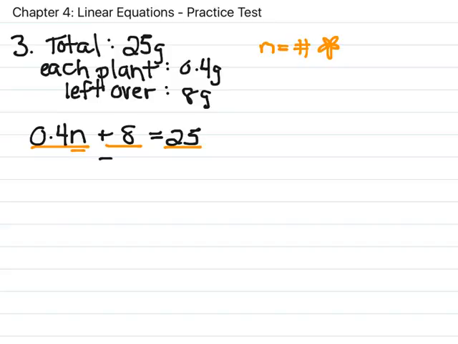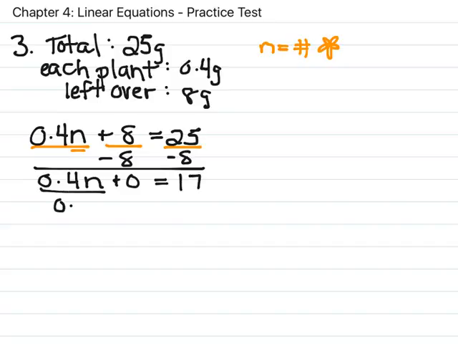So I'm going to move the 8 over to the right hand side, which leaves us with 0.4n plus 0 is equal to 17. Then we have to divide everyone by 0.4 so we can get n by itself.